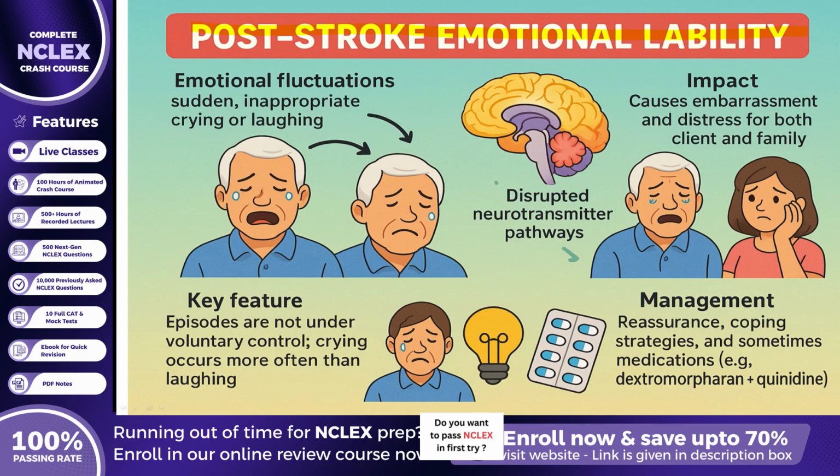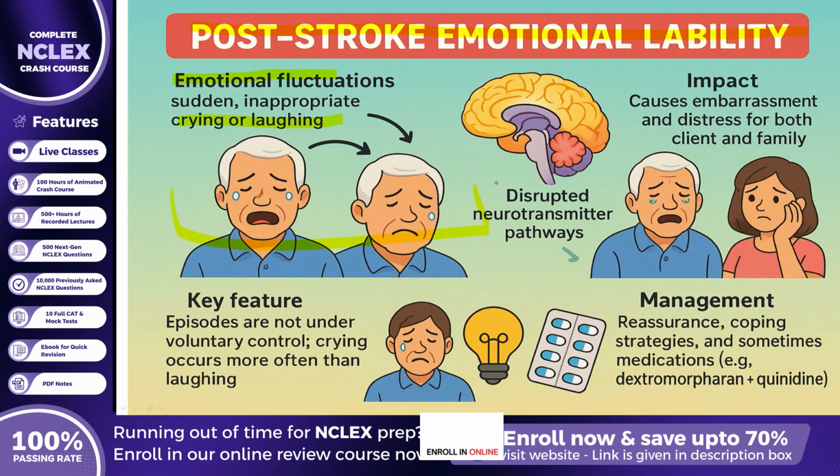It results from disrupted neurotransmitter pathways between the frontal cortex, brainstem, and cerebellum that regulate affective responses. The client may display sudden, involuntary episodes of crying or laughing that are out of proportion to the context. Crying is reported more frequently than laughter, and importantly, these behaviors are not under voluntary control. Both the client and family may feel embarrassed or distressed, so providing education helps normalize the experience and reduces frustration. Treatment may include reassurance, coping strategies, and sometimes pharmacologic management, with agents such as dextromethorphan combined with quinidine.